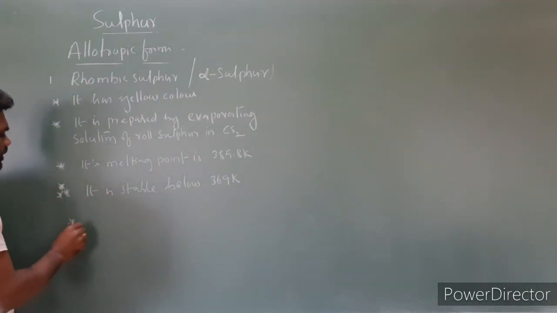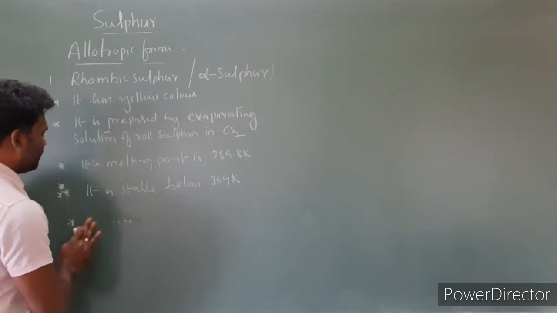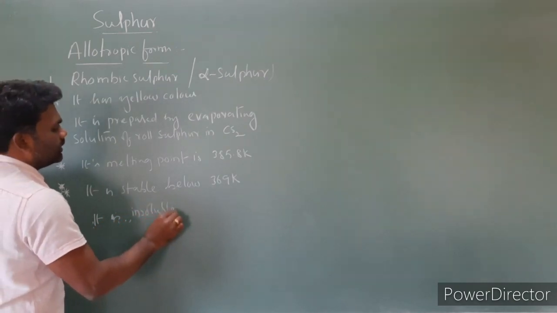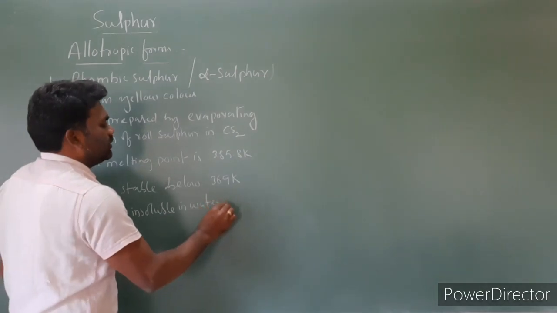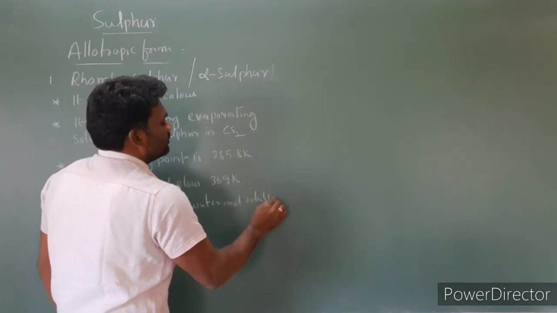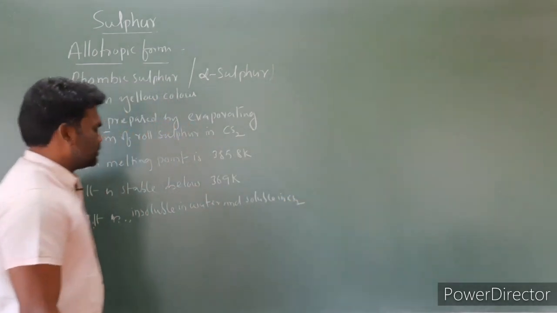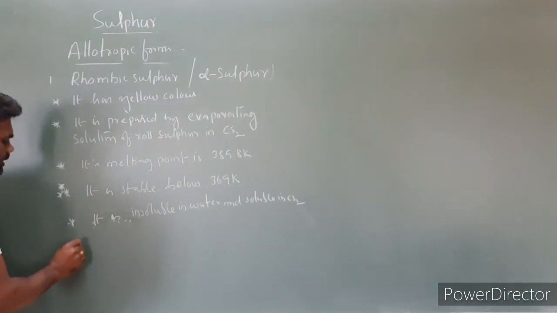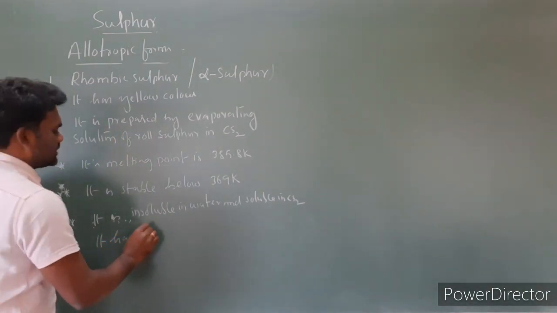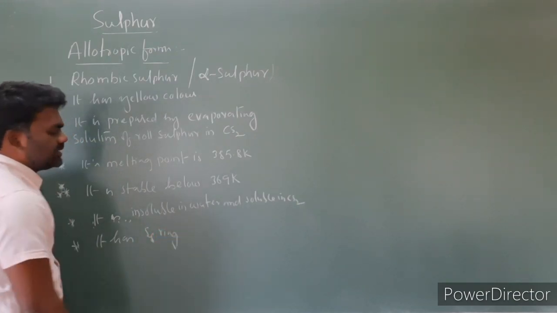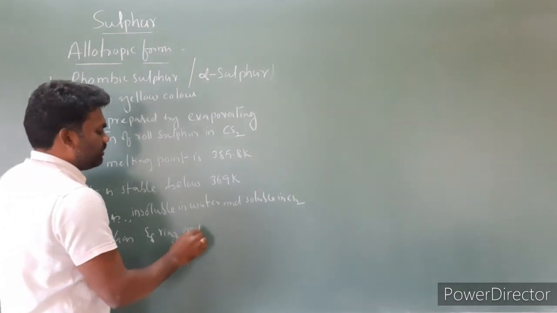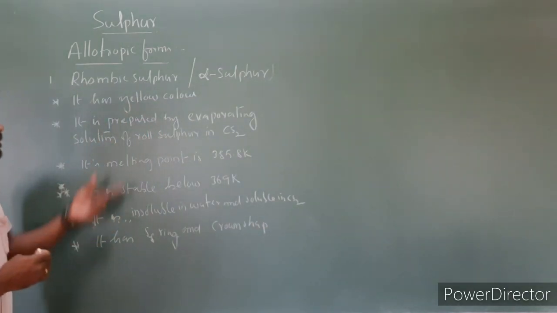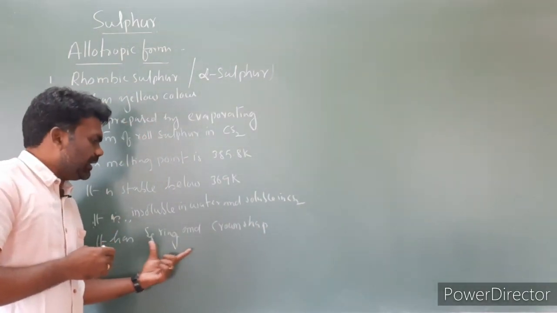One more important point: it is insoluble in water and soluble in CS2. So, rhombic sulfur is insoluble in water but soluble in carbon disulfide. Another important point is that it has an S8 ring. The structure has an S8 ring and the shape of the molecule is crown shaped.